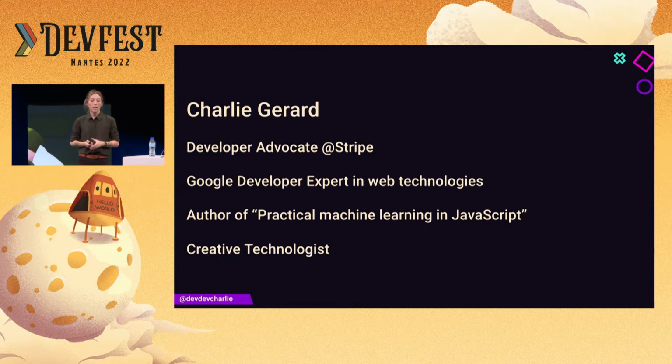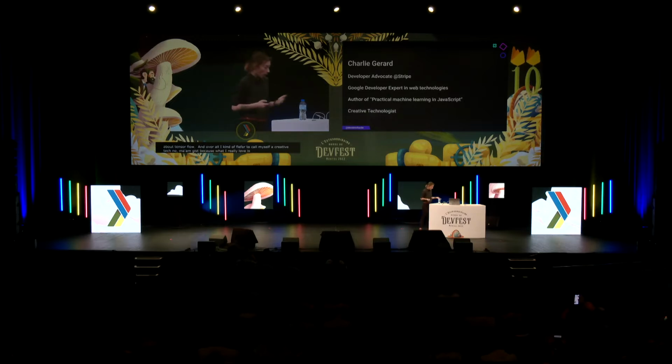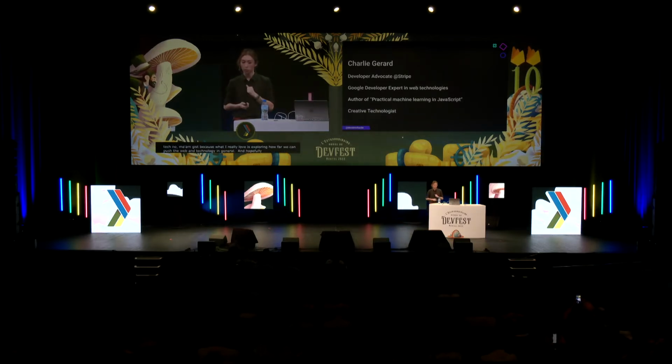But apart from that, I'm a Google developer expert in web technologies. I'm the author of a book about TensorFlow.js. And overall, I prefer to call myself a creative technologist, because what I really love is exploring how far we can push the web and technology in general. And hopefully, in this talk, I will show you a little bit about the type of stuff that I'm into.